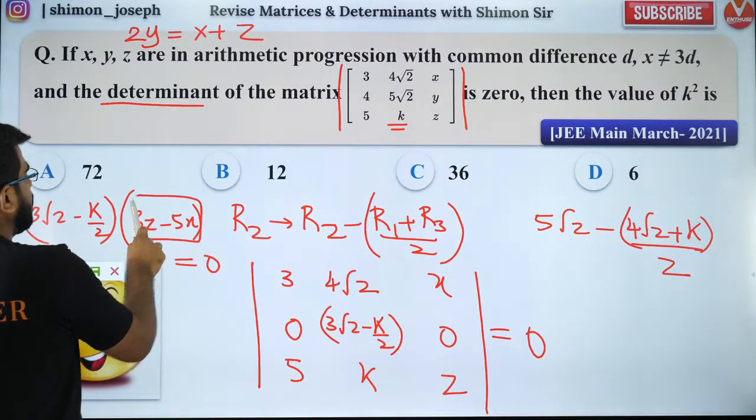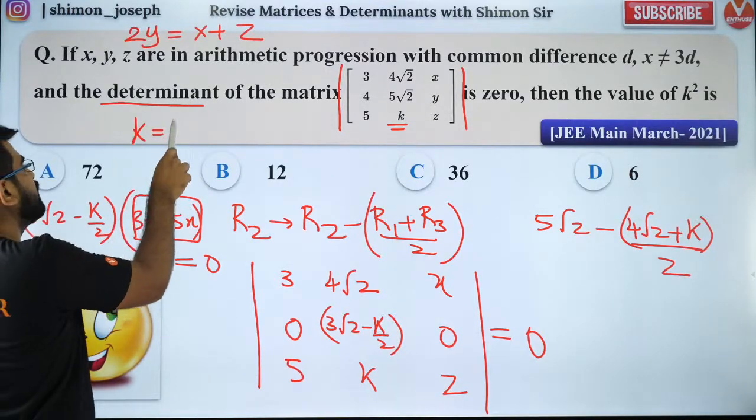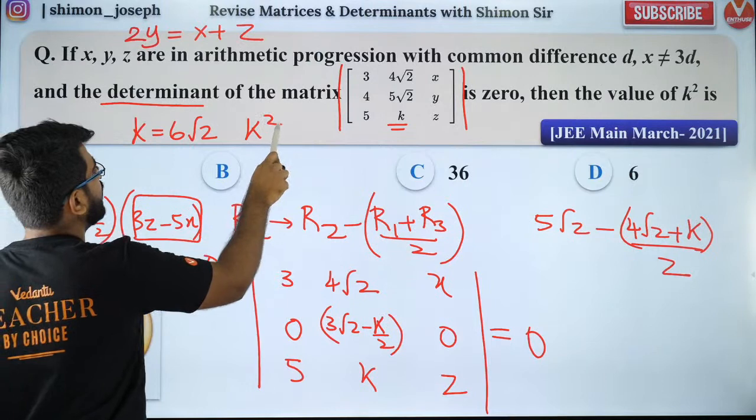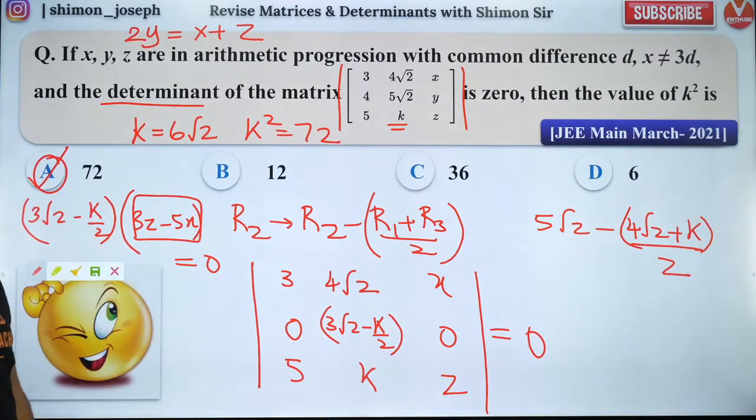Now this cannot be 0, so this has to be 0. That means k is equal to 6 root 2. So if k is equal to 6 root 2, k square is equal to 72. So option A is the answer. I hope you guys got it.